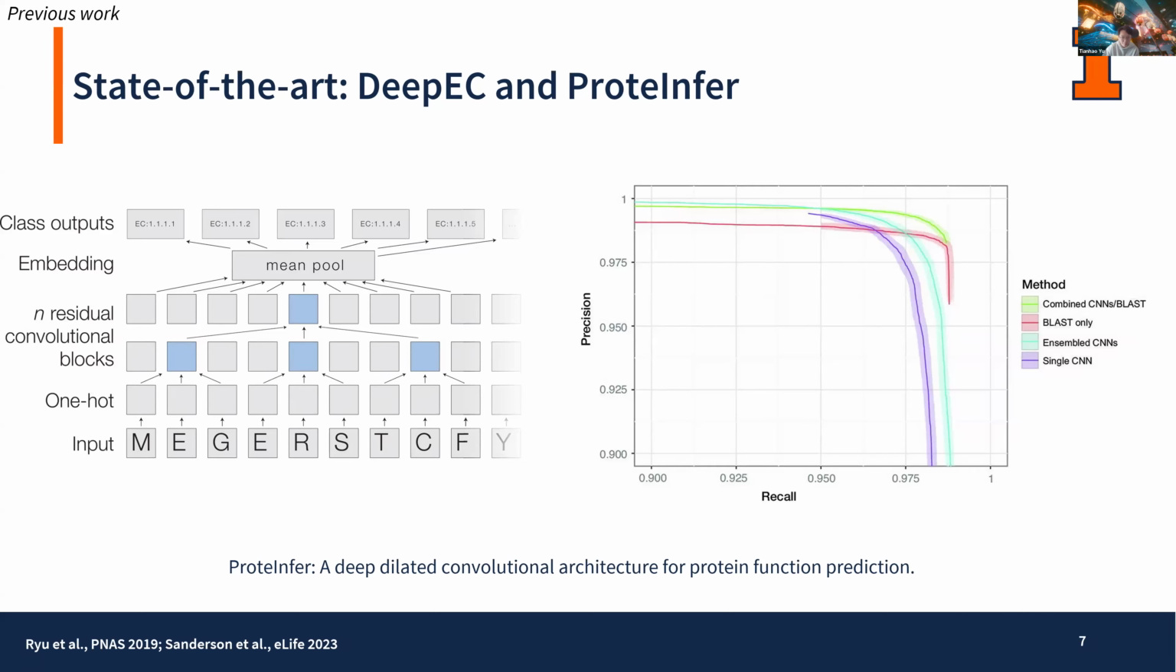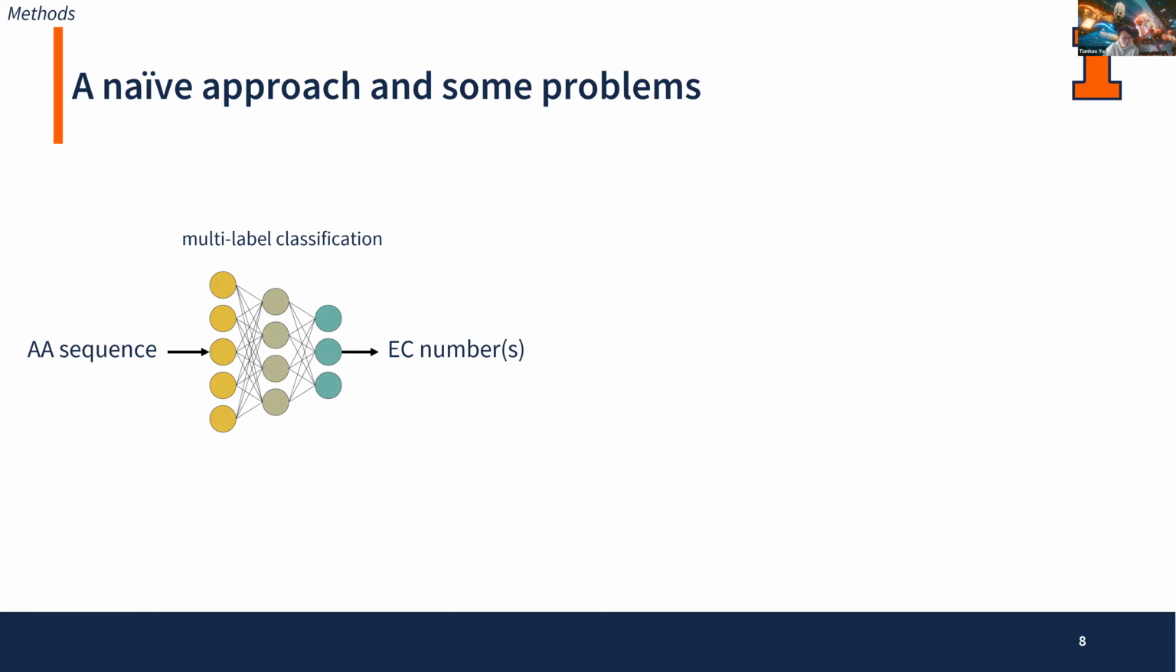As you can see, the combined CNN with BLAST, highlighted by the light green color, has the best performance, and then the red one is BLAST only. You can see it's actually pretty good. Compared with the single CNN and ensemble CNN, BLAST only is very competitive. So I basically wasn't lying when saying a lot of recent machine learning methods are not as accurate as gold standard bioinformatic tools.